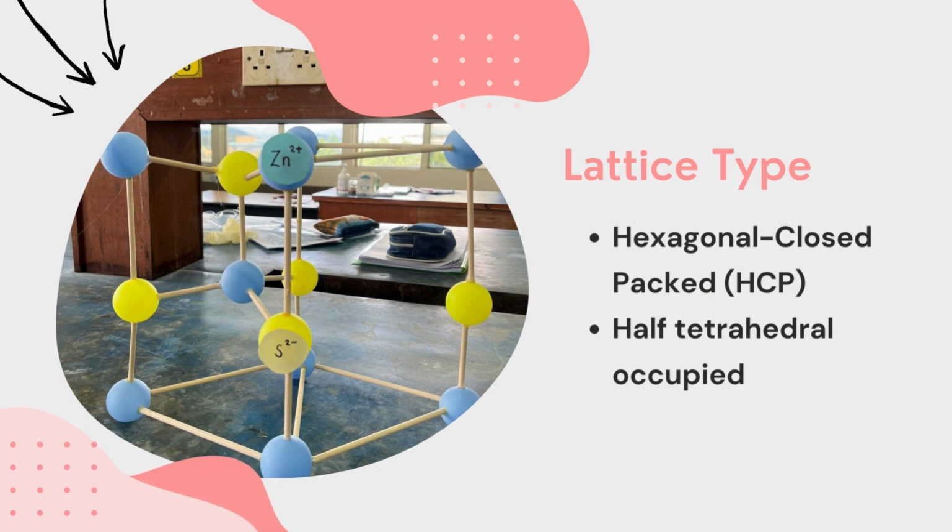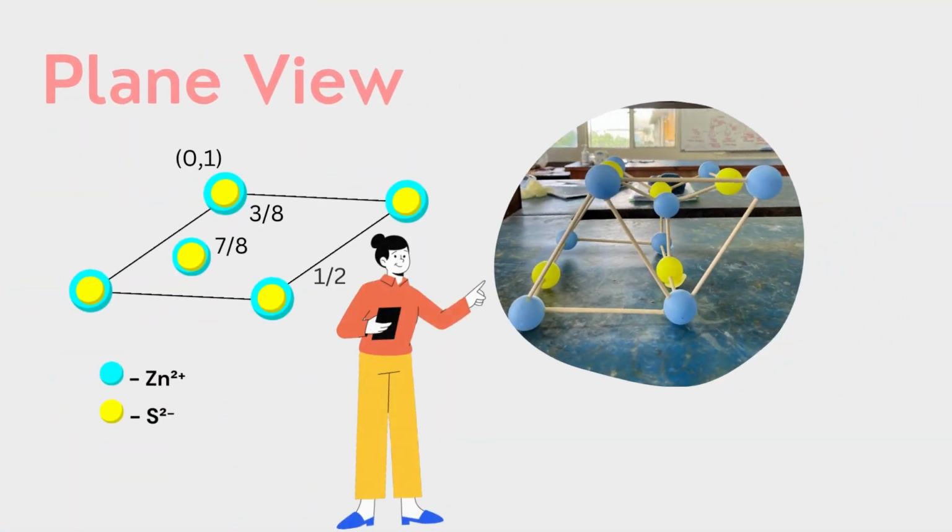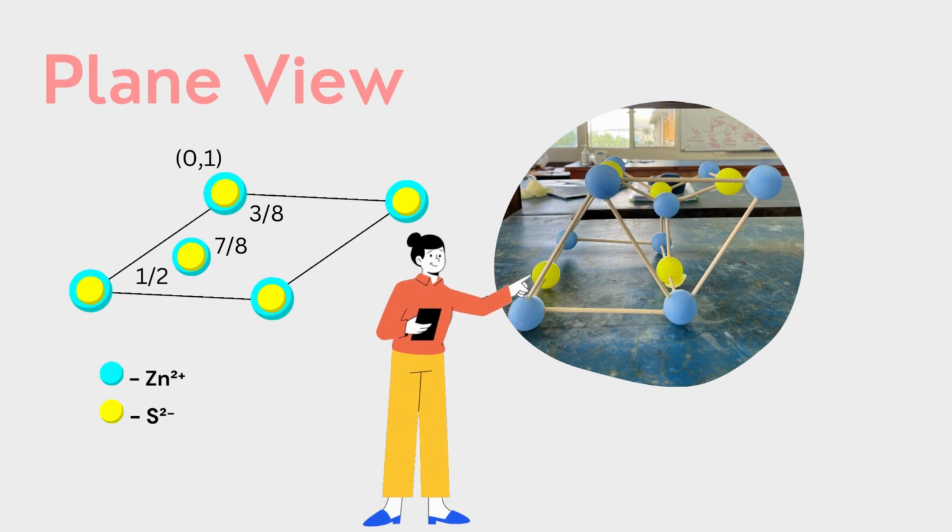Okay, the most important thing that you need to remember about Wurtzite is that it has the hexagonal close pack lattice, and it also occupies half of the tetrahedral sites. This is the plan view for the Wurtzite structure. Plan view is the projection representation from above of the structure.